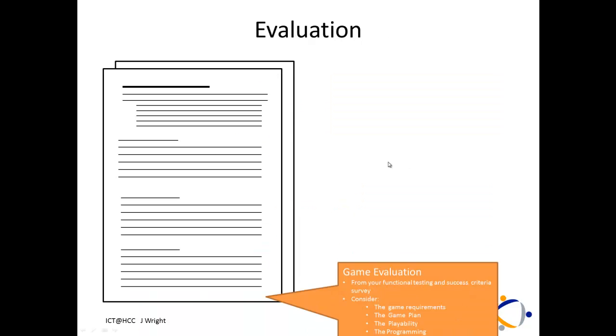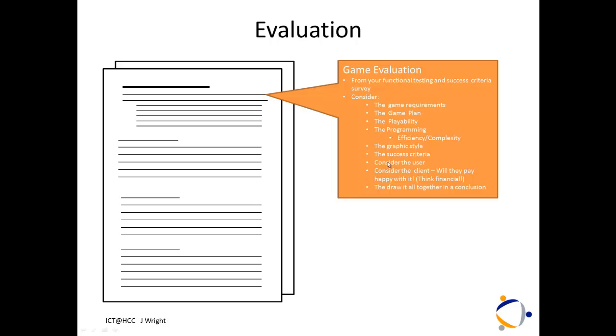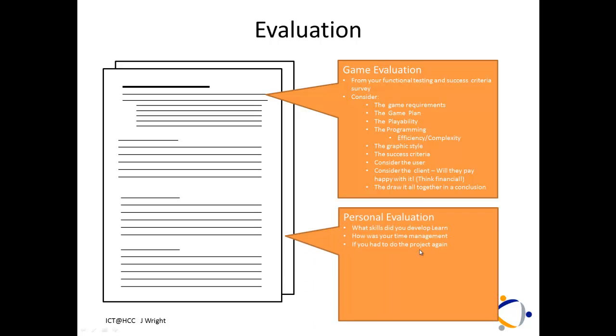Now moving into the next section, it's your evaluation. The principles of evaluating are very straightforward, and again, it's about the thoroughness that secures the higher marks. So, consider the game requirements, the game plan, playability, programming, graphic style, success criteria, consider the user, consider the client, and draw it all together in a final conclusion. And then move on to a personal evaluation. Talk about what would happen if you were to do this project again.